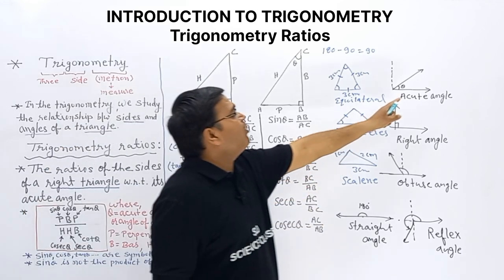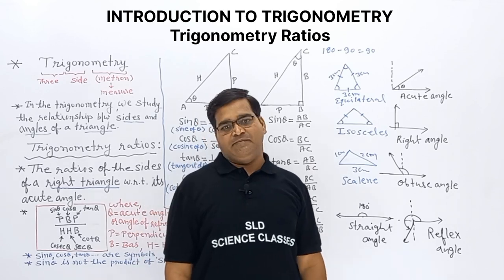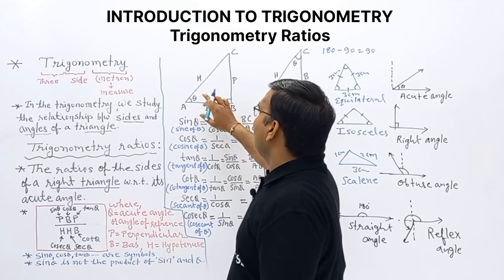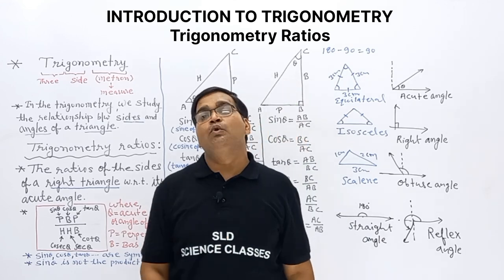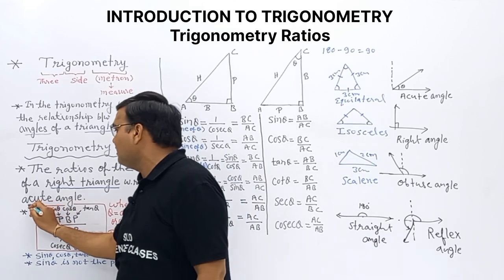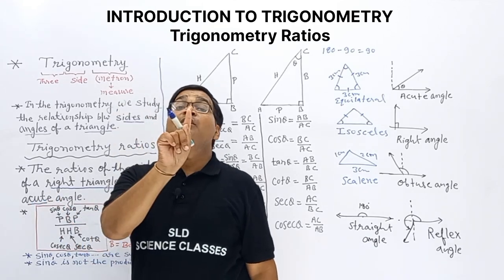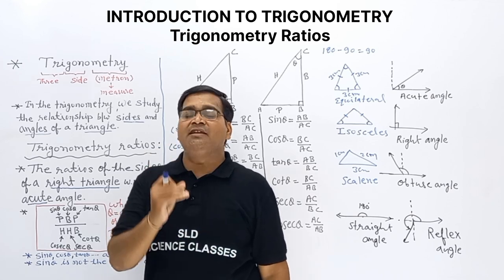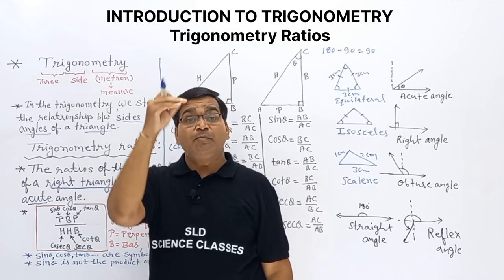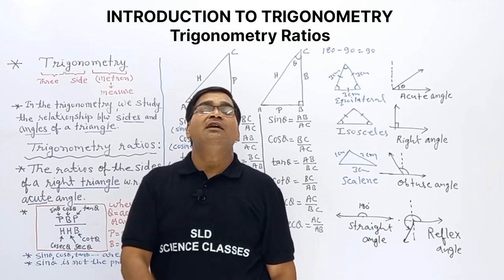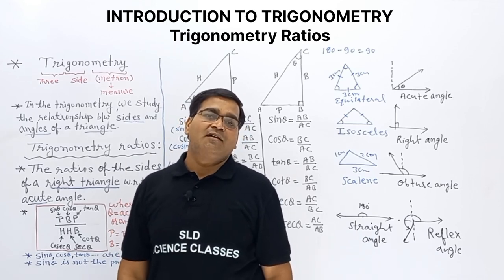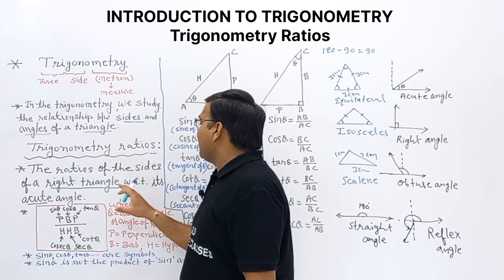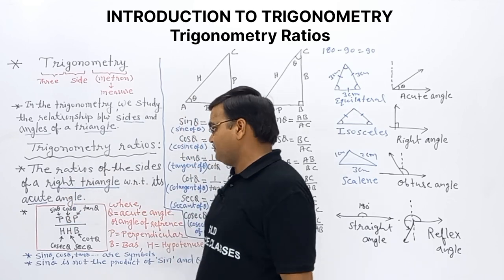Clear? And below 90, what angle do we have? Acute angle. So in a right triangle, we have one angle of 90 degrees, and the remaining 2 angles are acute angles. Listen carefully: both will be below 90, not equal to 90. Both angles can never be 90 degrees. Not possible.